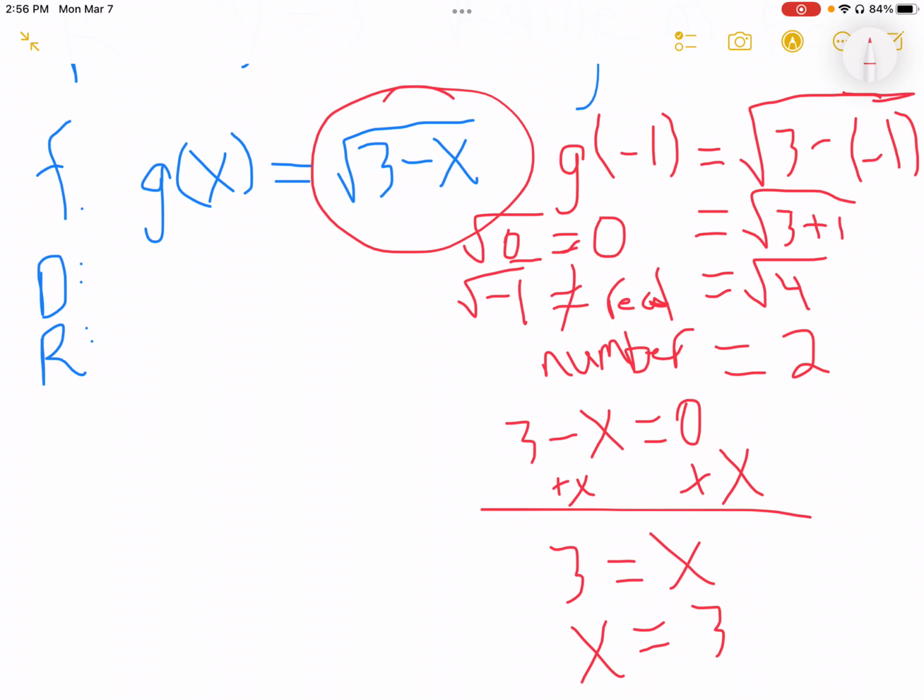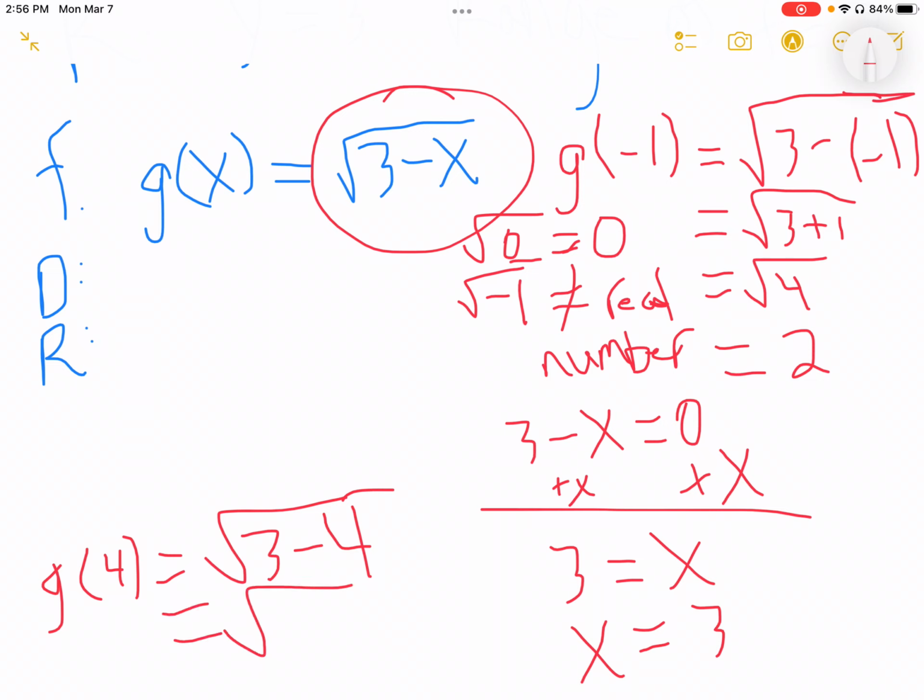So if we increased our value of x to, let's just make up an example here. So we said g of 4 here. Then we have to plug in 4 here, so we have to do 3 minus 4, right? And then we have square root of minus 1. And that's not a value that we can calculate, right? So in our calculator we'll find out, so we can cross that off.